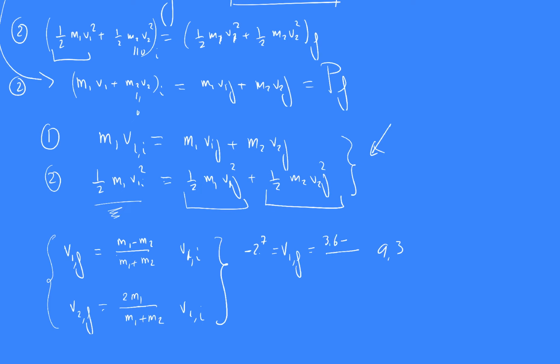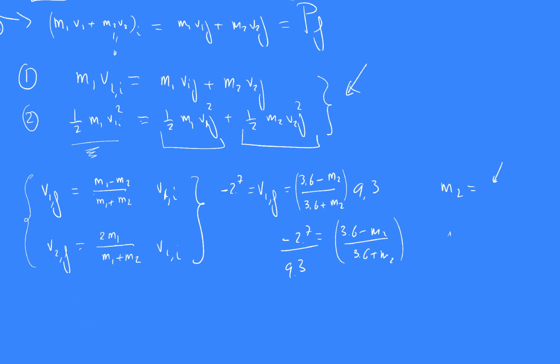3.6 plus m2, this is an unknown, and n1 is 3.6 plus m2. So this equation will allow me to find m2. Find m2 from this equation. This equation says minus 2.7 equals 3.6 minus m2 divided by 3.6 plus m2, multiplied by 9.3. So divide by 9.3, make the solution and find m2.